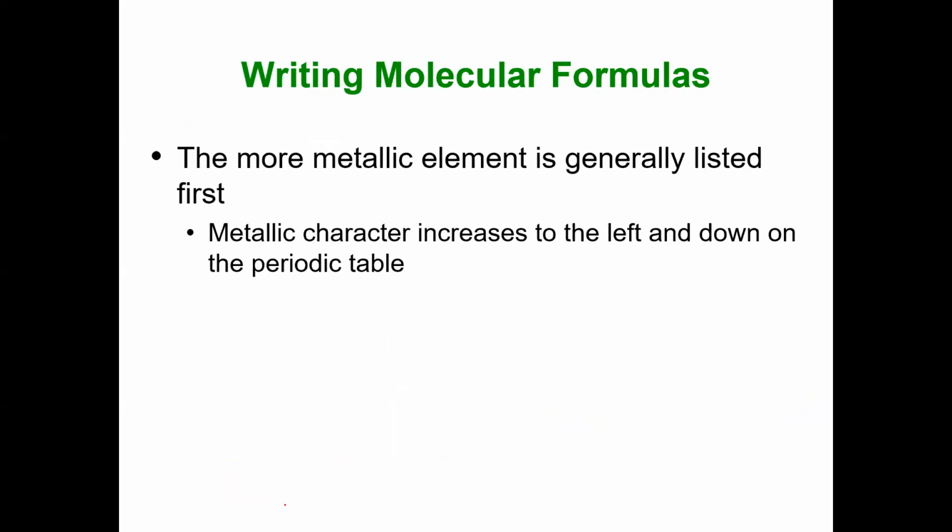Now, how do we write out these molecular formulas? Well, typically you're going to write out the more metallic element first. So the further you are from the upper corner, the more metallic you are on a periodic table. So as you go across this way, right to left and down, you're more metallic. Okay, and remember, sodium's over here, chlorine's over here on the periodic table, and that's why we write the sodium before the chlorine in sodium chloride, because we write the more metallic element first.